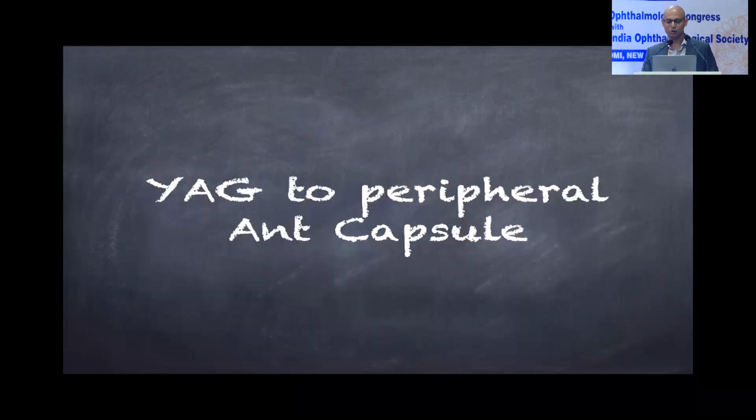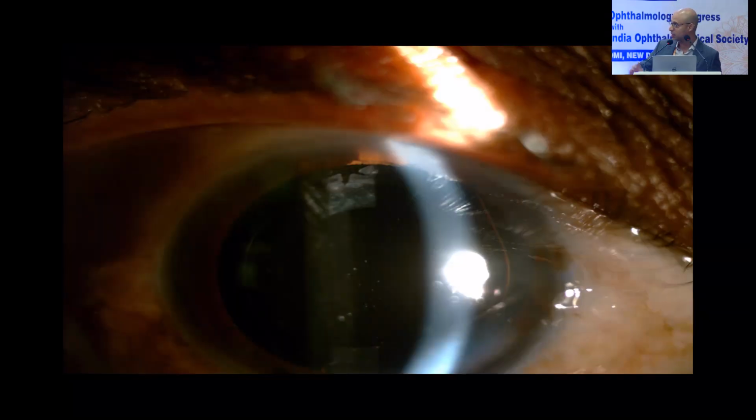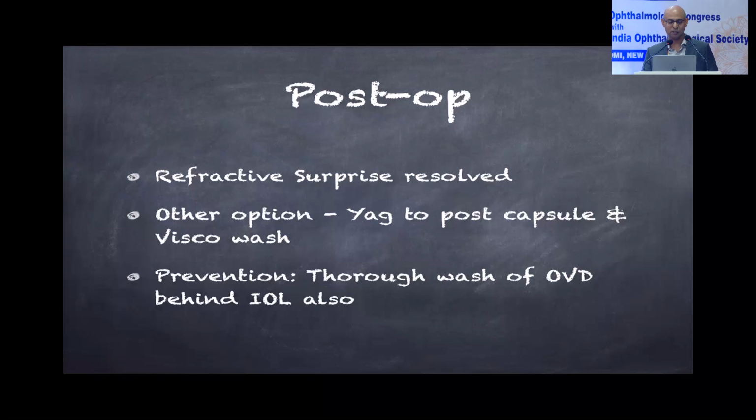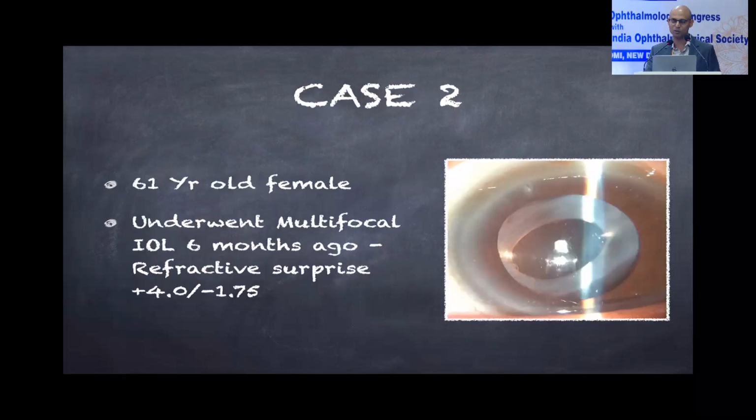So one can try to do a YAG to the peripheral anterior capsule, or you could YAG the posterior capsule, or you can go in and do a visco wash. So in this particular case, we did a YAG to the peripheral anterior capsule. You can see that star shaped mark over there. Same thing is visible on retroillumination. And postoperatively, immediately the patient's refractive surprise resolved. Of course, the prevention of this is to do a good OVD wash. So go behind the lens also and wash it out.